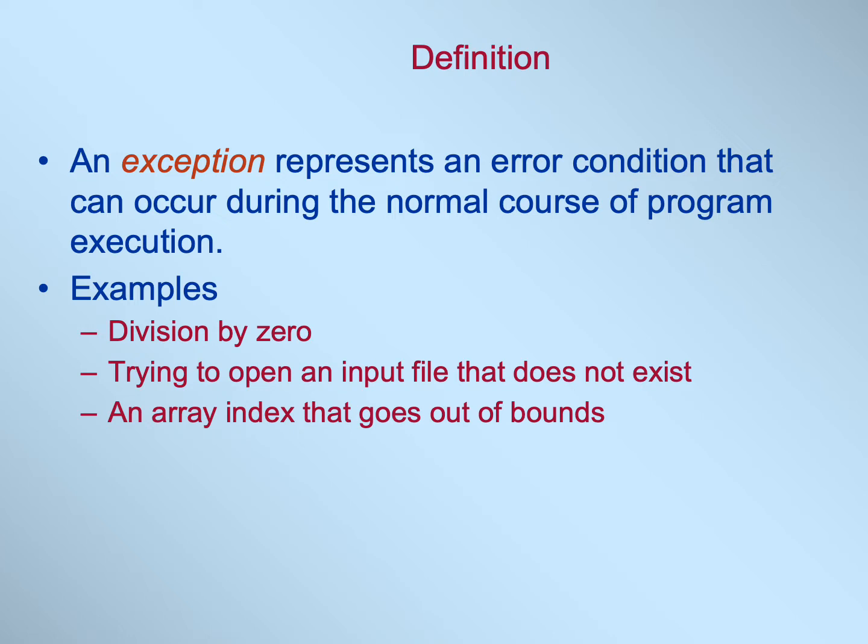So an exception represents an error condition that can occur during the normal course of program execution. For example, if you try to divide by 0, you will get an arithmetic exception. If you try to open an input file that does not exist, then you will get an exception. We have seen that if we try to read an array index that goes out of bound, we get the index out of bound exception.